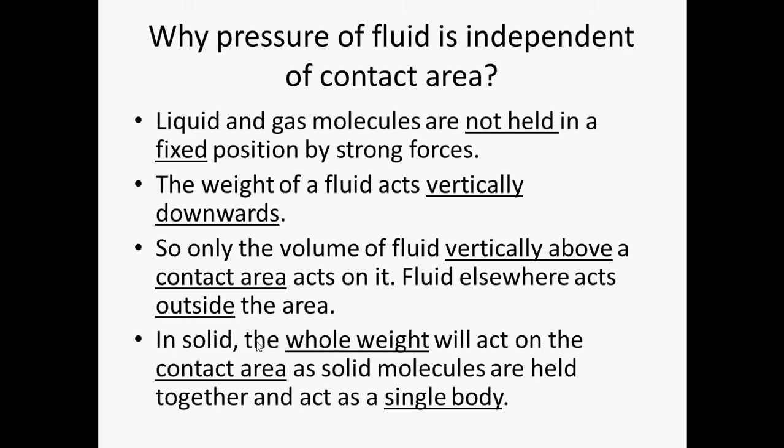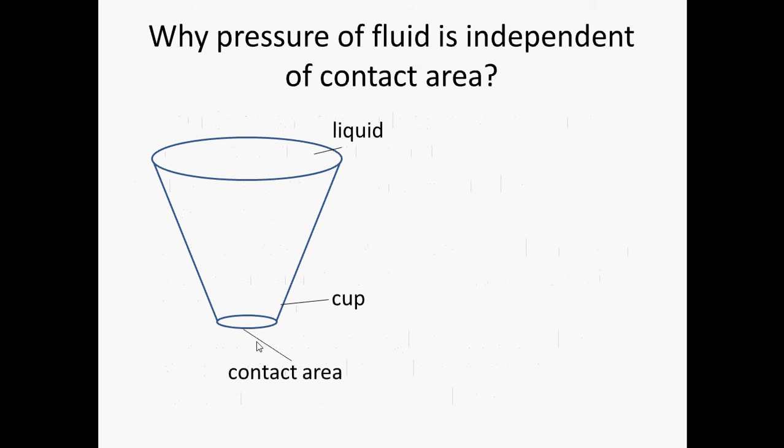Alright. So if you are still confused about this, I'm going to use a diagram to explain this. So imagine you have a cup, and you have a liquid. For convenience's sake, the liquid is transparent. So imagine there is a liquid that is filled to the brim in this cup. So the question is, what is the pressure the liquid is exerting on the contact area below? How are we going to solve it?